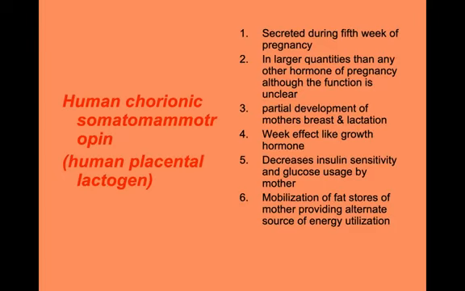Human chorionic somatotropin hormone, a large amount of this hormone is secreted, though its function is not very clear. But it causes the partial development of the mother's breast, and it prepares the breast for lactation. And also it has a weak effect like growth hormone. On the other hand, it decreases insulin sensitivity and glucose usage by the mother, so more glucose is available for the baby to use. It also causes the mobilization of the mother's fat stores, providing an alternative source of energy. So the mother has other sources of energy.